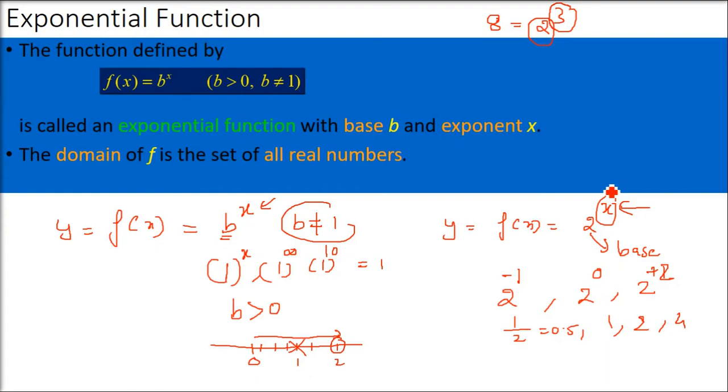All the values you can provide to x are called the domain. x can take all the values, that is called the domain. So the domain of this exponential function is all real numbers. This is the first thing you need to know. All the possible values which x can take is the domain. All real numbers. So there is no restriction here.